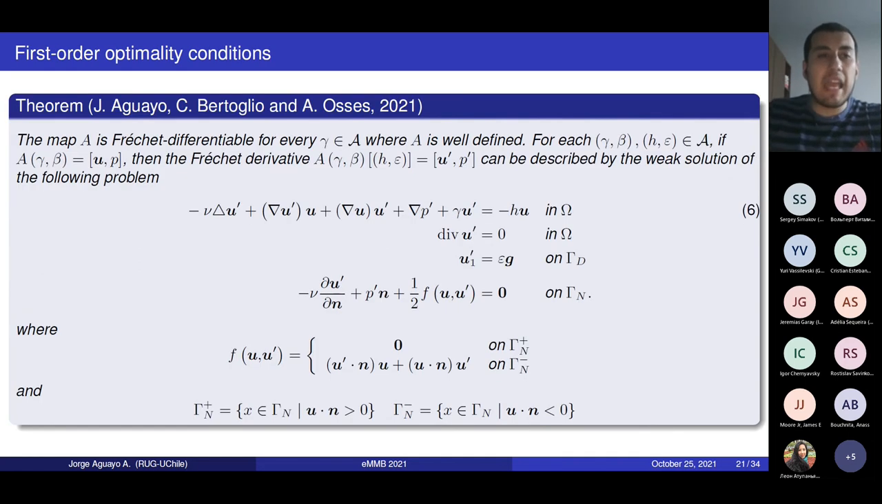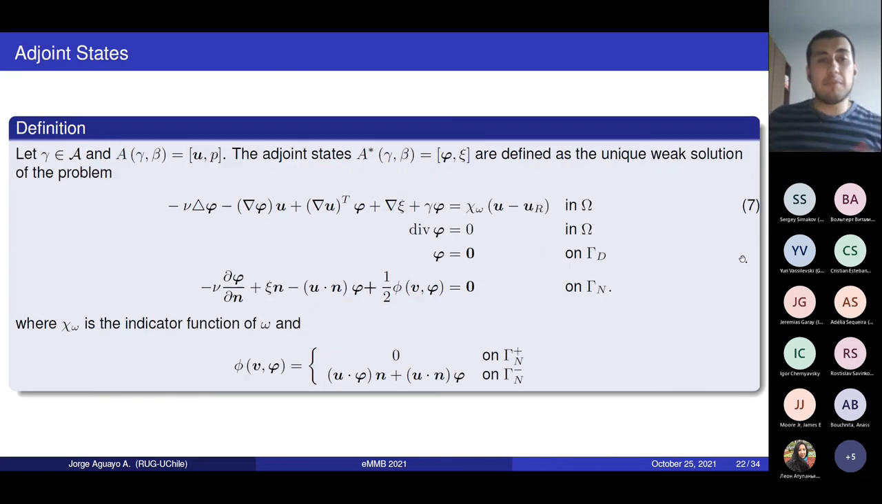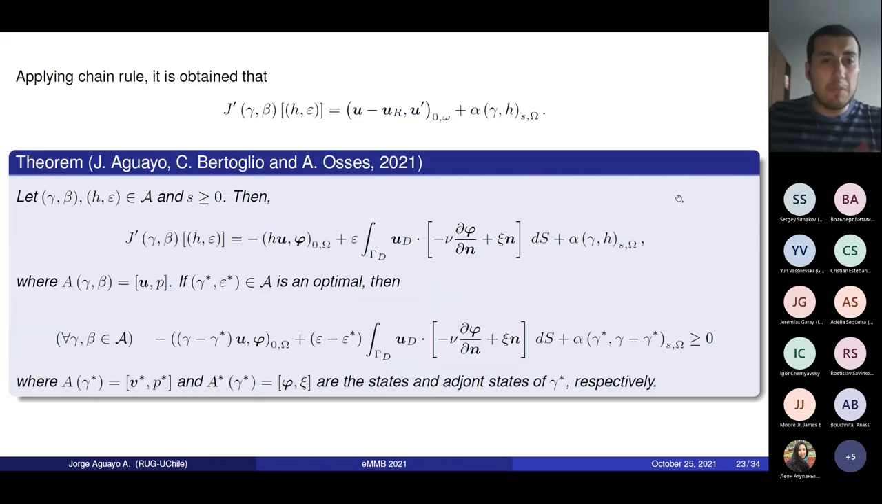And also, we can say that the map A is differentiable in the Fréchet sense. So you can see this equation that represents the derivative of U and P with respect to gamma and beta. And also, you can see that the directional do-nothing condition has a new version for this derivative, with gamma n plus and gamma n minus given by this expression. And also, from here we can obtain adjoint states. This is the classical procedure in this kind of problems. We obtain the original states. We obtain the adjoint states because using the adjoint states we can obtain an expression for the first derivative, and also we can present the classical results for the first order optimality conditions.